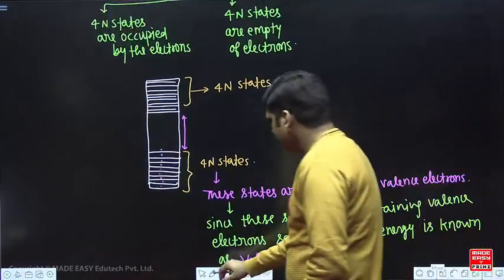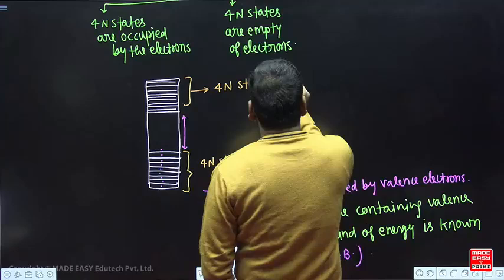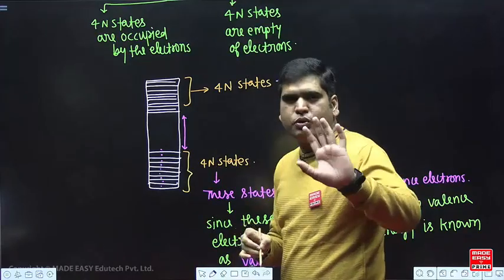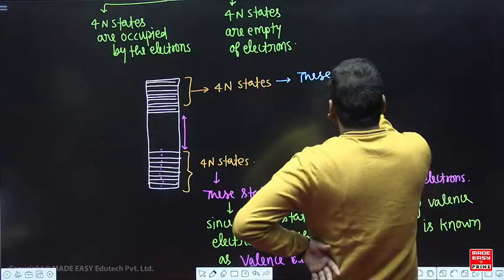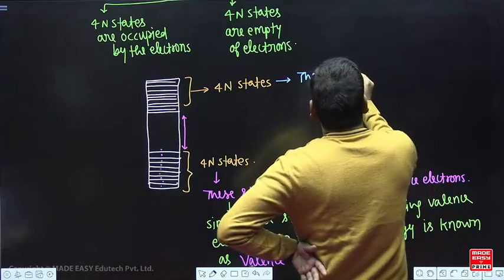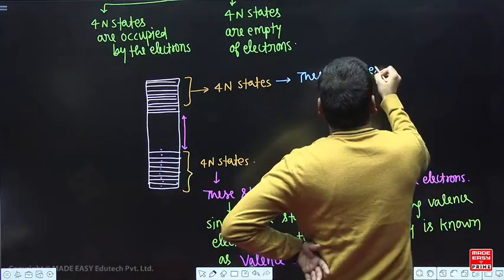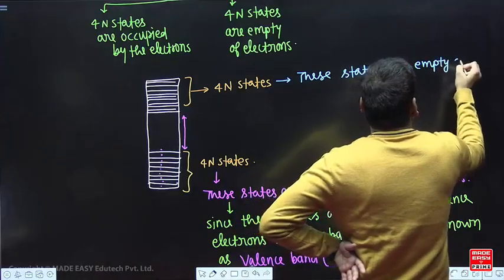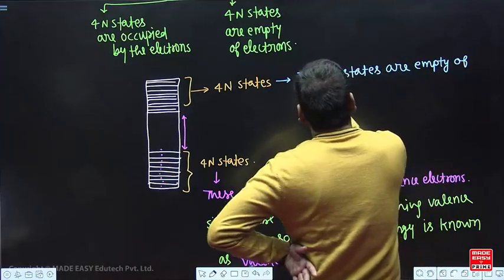Now, these 4n states are empty of electrons. Let us suppose we are at 0 Kelvin, no external energy is given. These states are empty of electrons.